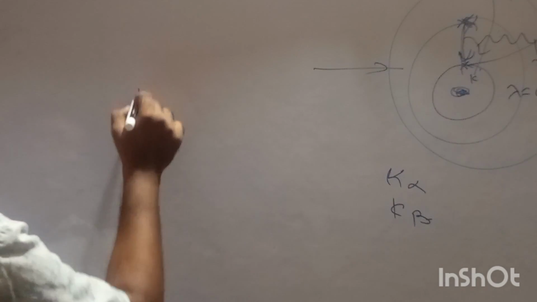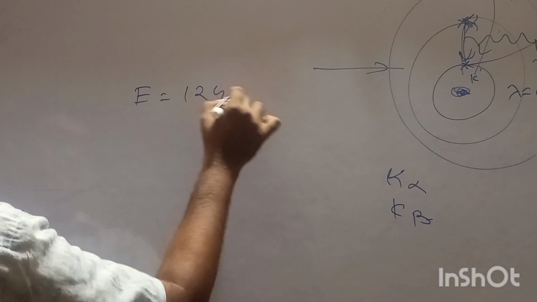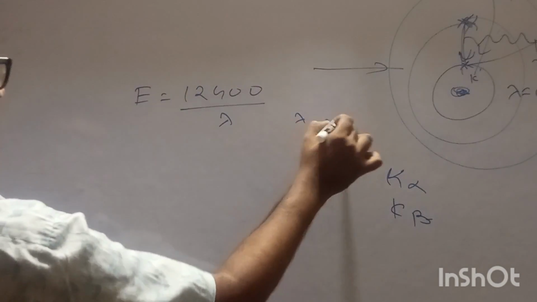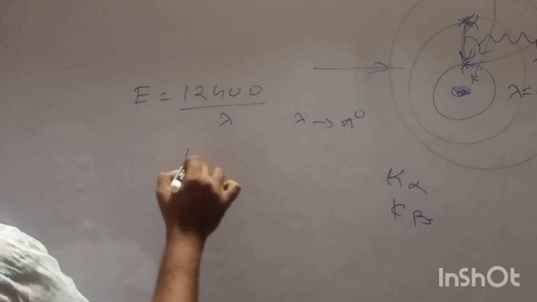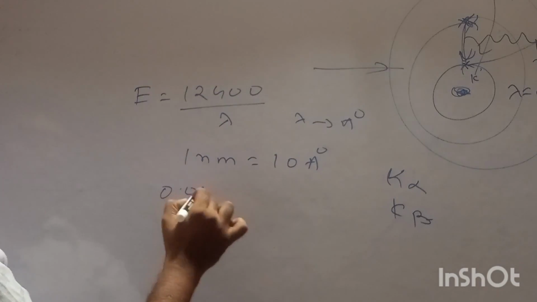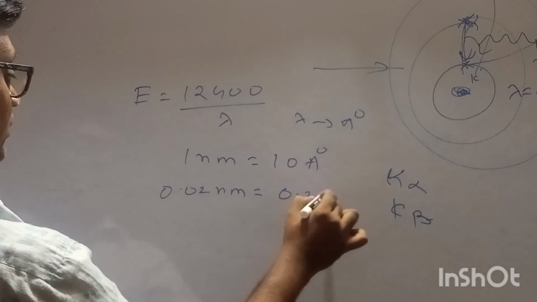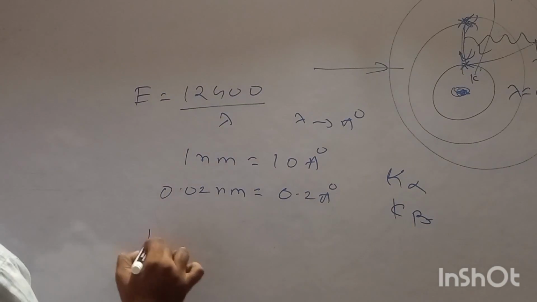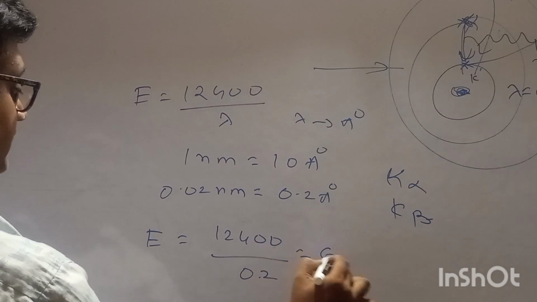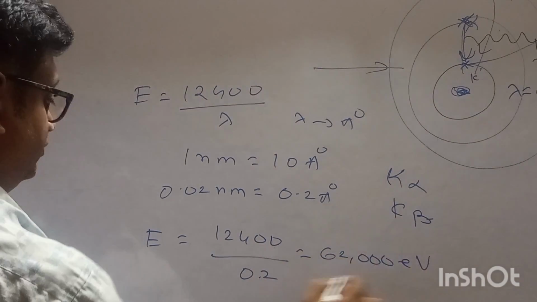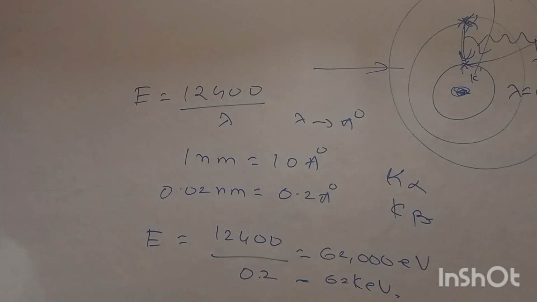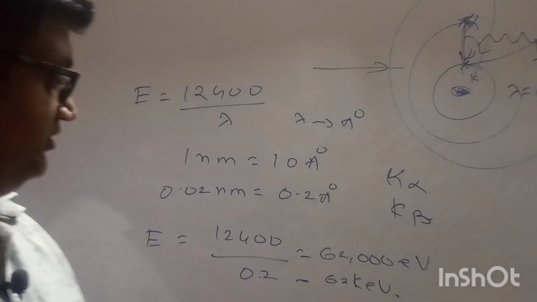Associated energy would be E is equal to 12,400 divided by lambda. Lambda value should be in angstroms. We know that 1 nanometer is equal to 10 angstroms. That means 0.02 nanometer is equal to 0.2 angstroms. So this energy becomes 12,400 by 0.2. If you simplify, you'll get approximately 62,000 electron volts, which is 62 kilo electron volts. So actually none of the options are matching. This is the correct answer.